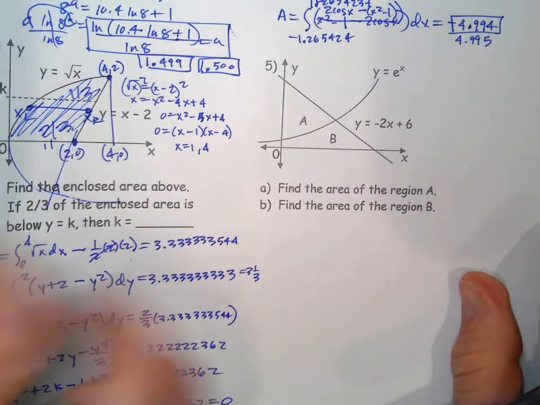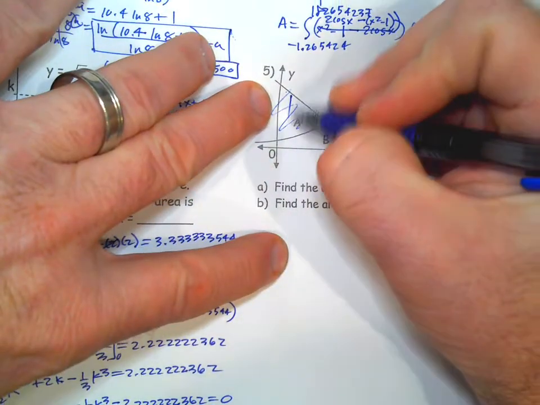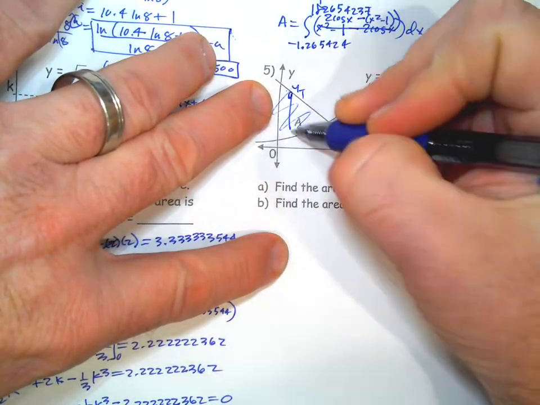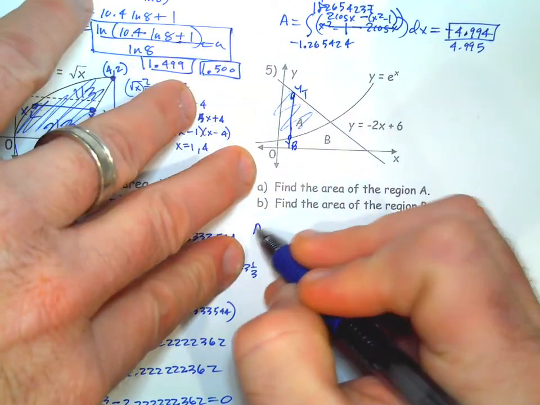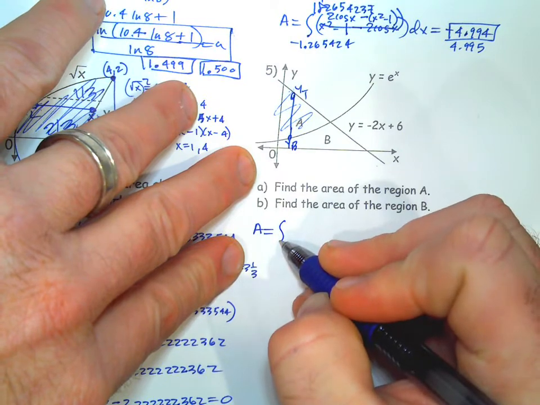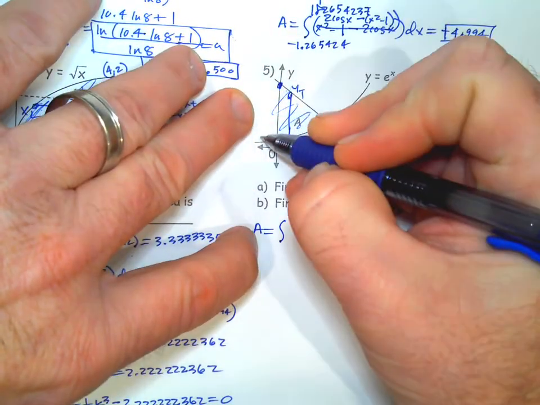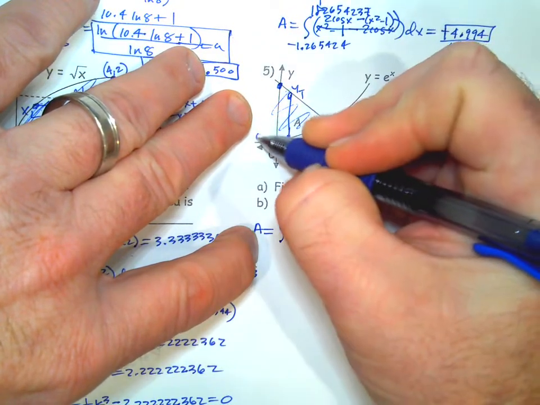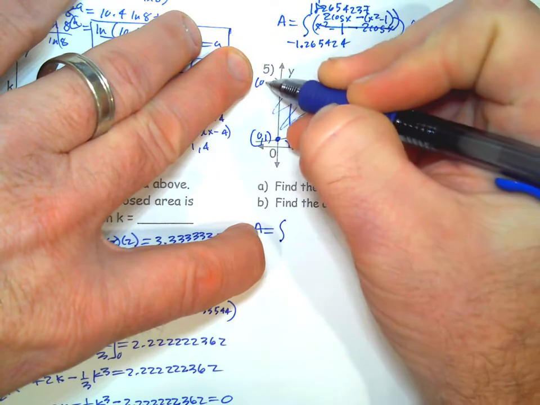Number 5, find the area of A, and then B. So A, I would just do vertical slices, y top minus y bottom. So we're going to integrate. We do need to find these values, I think. Plug 0 in here, you get 1. Plug 0 into here, you get 6.